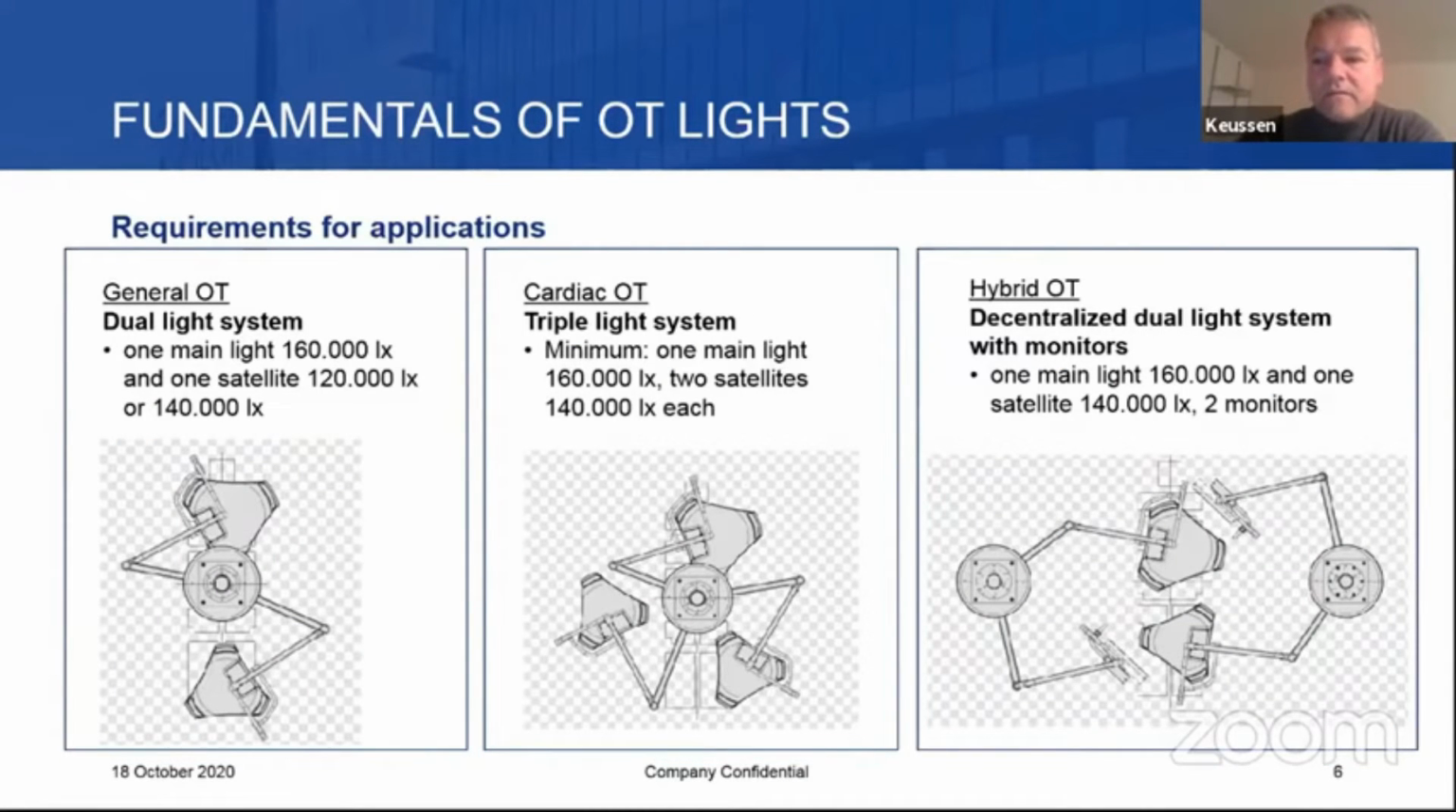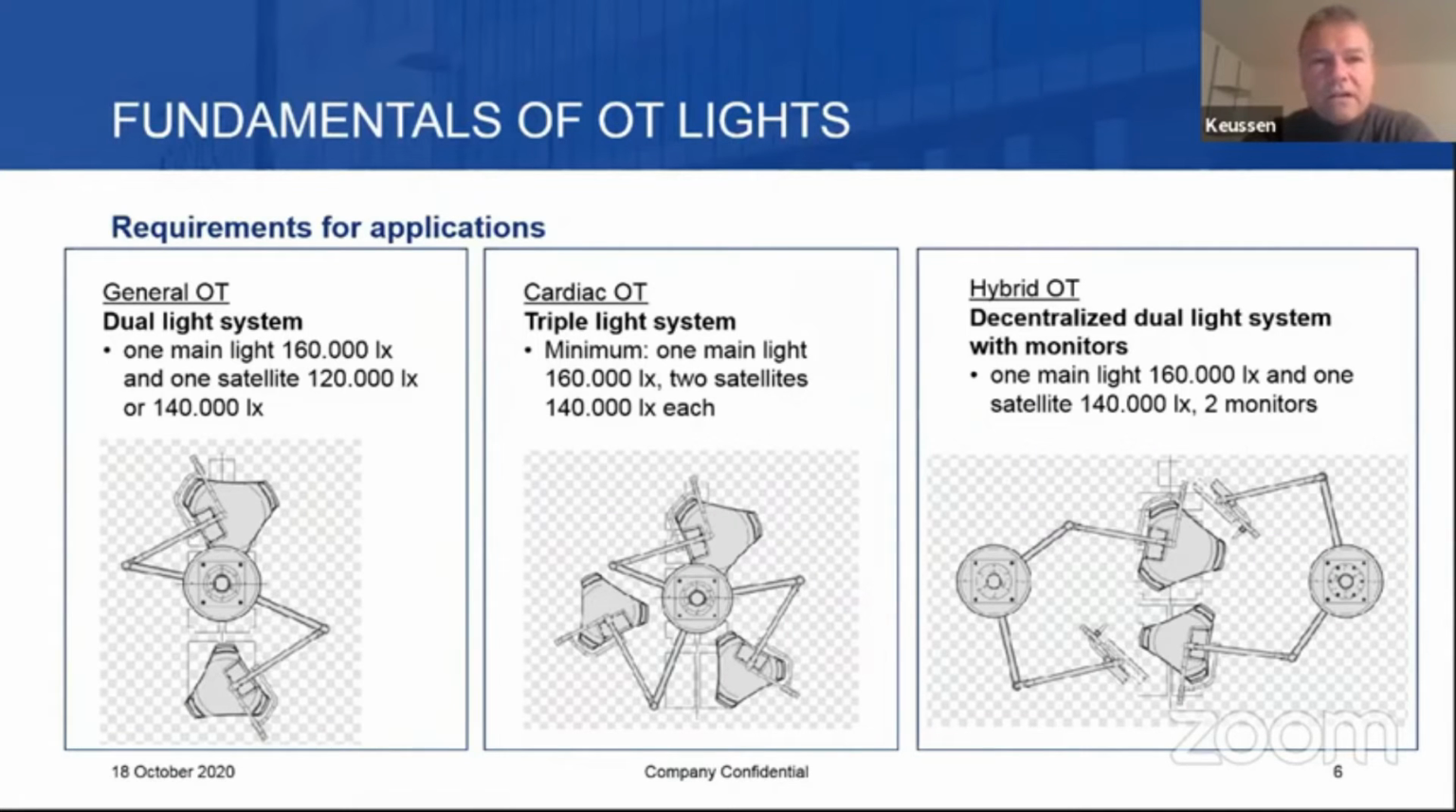Many of the users ask us, what kind of light should I take? I mean, there are different systems. Is it one light? Is it two lights? Is it three without monitors? So it depends, we have to say, but overall, a general operating theater needs to have a dual light system. We normally call it a main light with 160,000 lux and one satellite with something like 120 to 140,000 lux that can then be optimally positioned in the surgical field.